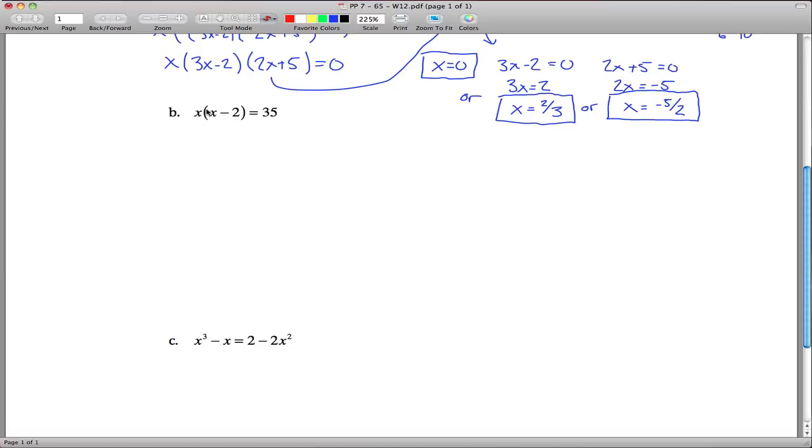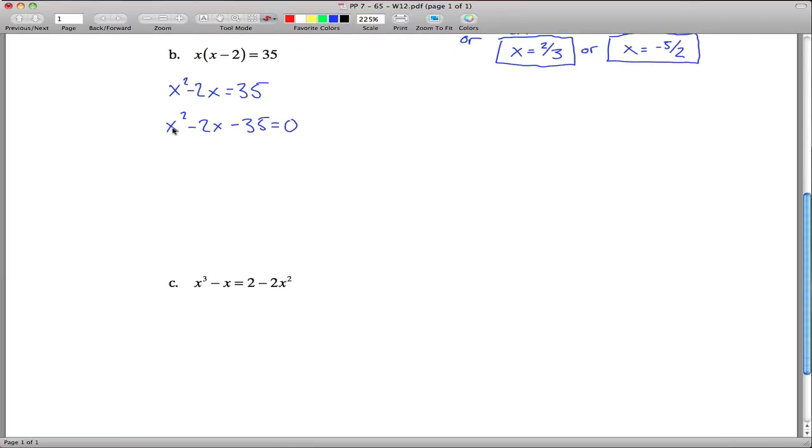What you want to do is take this x and distribute it through, so you get x squared minus 2x equals 35. And then set it equal to 0 by subtracting 35 from both sides. And then finally it's in a form that you can factor.